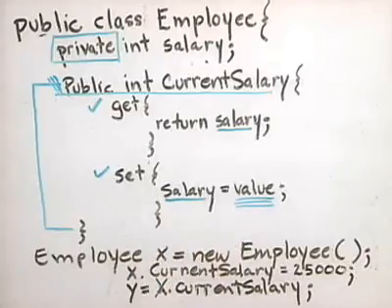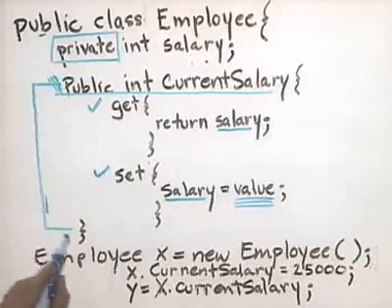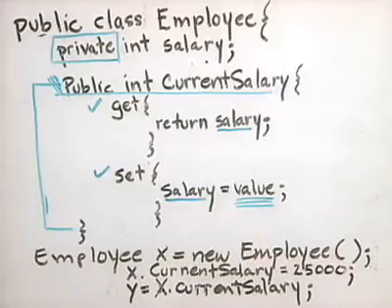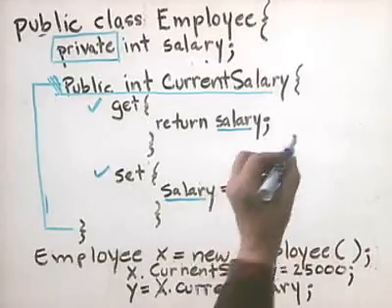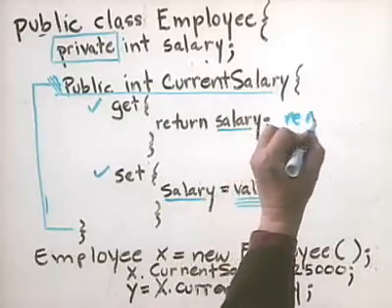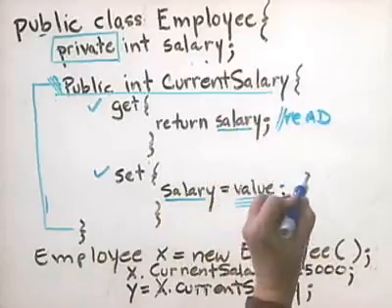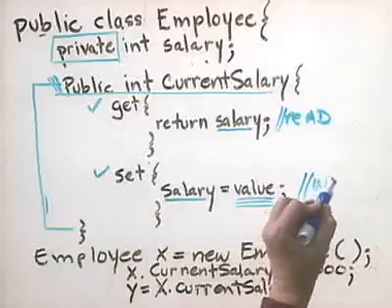So what you've done here is, within one method called a property, you have the capability of doing reads and writes of a data member. So the get is a read, and the set is a write.